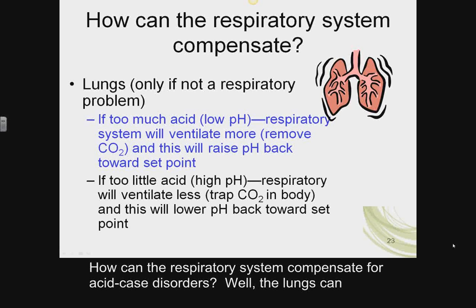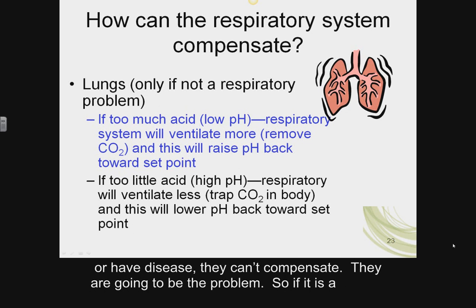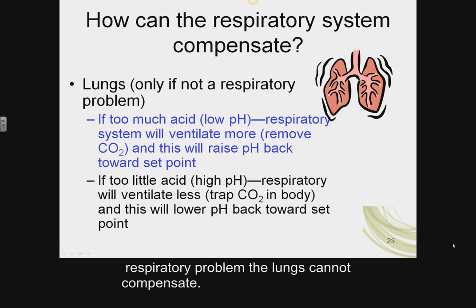Can the respiratory system compensate for acid-base disorders? Well, the lungs can only compensate if it is a metabolic disorder. If the lungs themselves are damaged or have disease, they can't compensate. They are going to be the problem. So if it is a respiratory problem, the lungs cannot compensate.